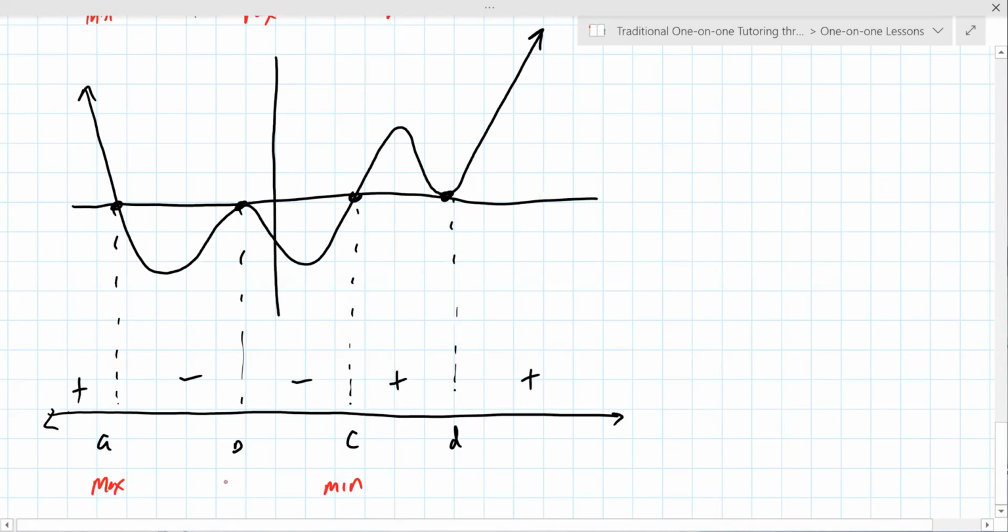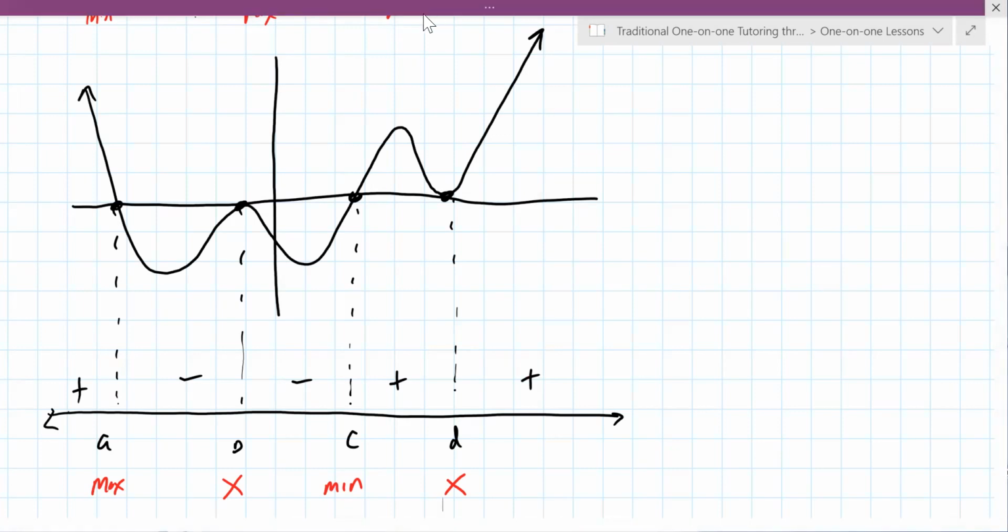So then there's one max here, two max, one min. It only counts if it changes from positive to negative, or negative to positive. There's nothing at these other points. Plus to plus is nothing, minus to minus is nothing. So just A and C, yes. Would you like another one that has a little more obscureness to it?